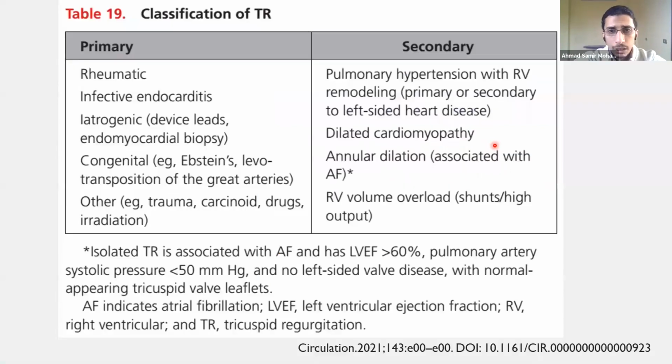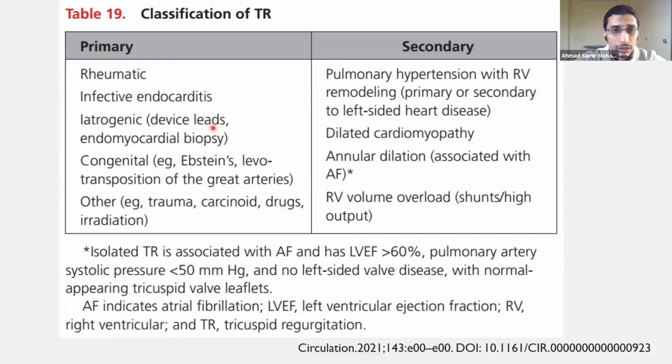This comes from the American focused update for valvular heart disease that was published a few days ago. And I borrowed from this slide this star particularly, because this entity has been a big exclamation mark for a long time. Here it classifies the etiologies of tricuspid regurgitation into primaries or organic and secondaries or functional. The primaries are essentially rheumatic, infective endocarditis, iatrogenic.